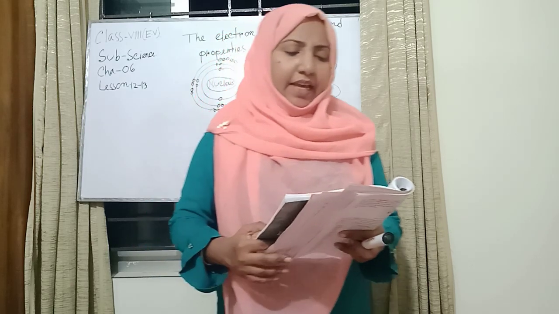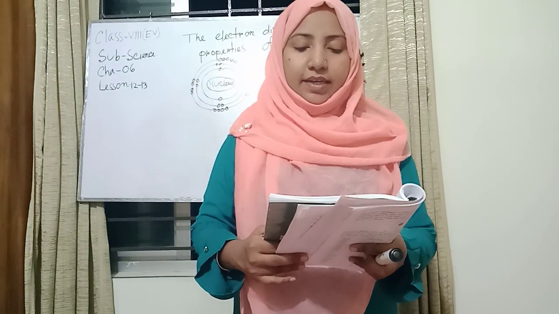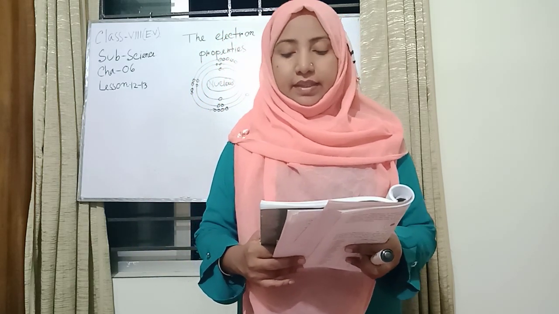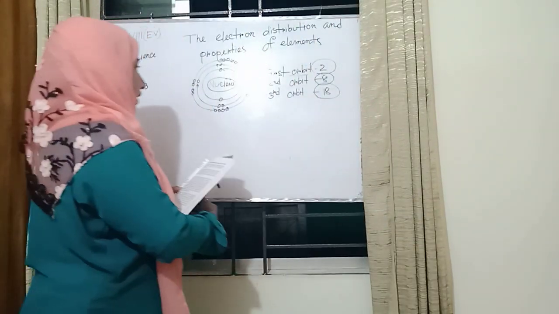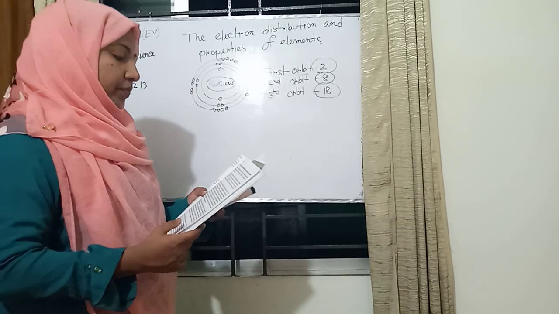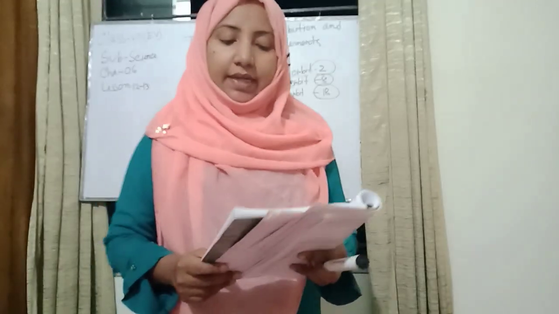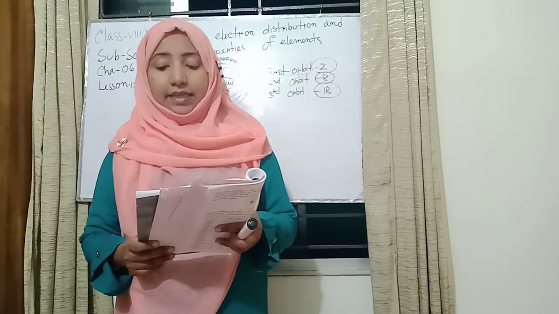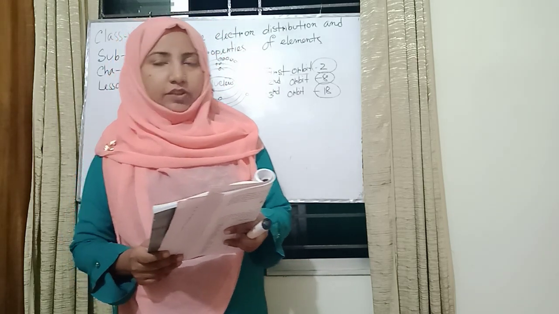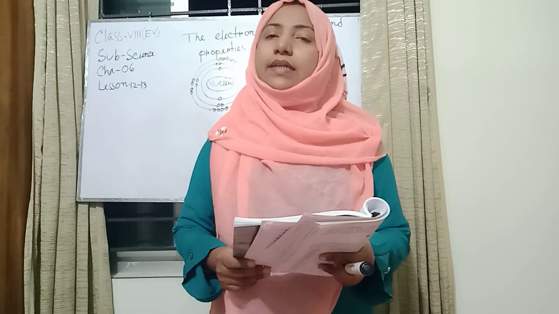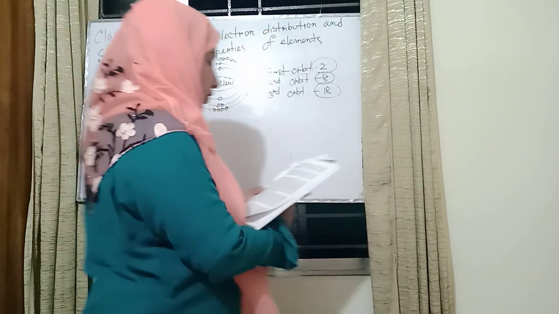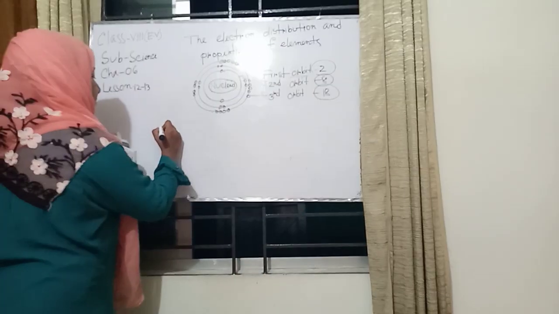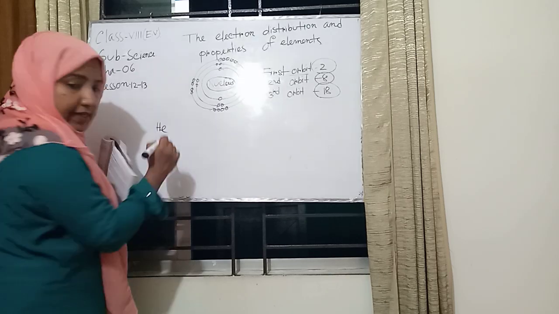Now, if the last orbit has all the electrons that are allowed in that energy level, again I repeat, then that orbit is completely filled. This type of atom is inert. For example, there are 2 electrons in a helium atom. Again, I draw this structure. This structure is helium.